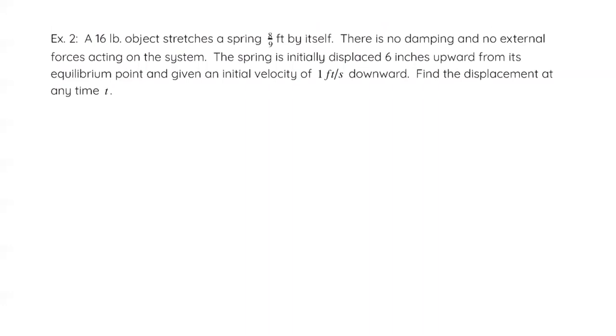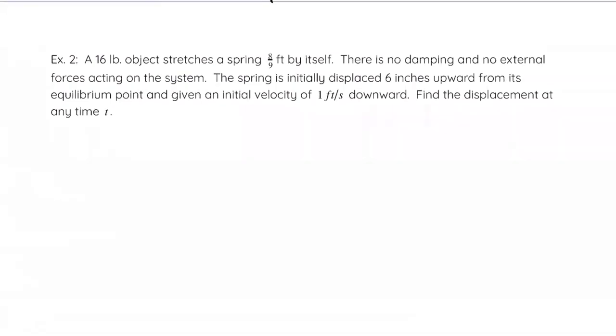All right. We do have something in imperial units again, and we can tell because right off the bat we have pounds, we have feet. So a 16-pound object stretches a spring 8/9 of a foot by itself. There is no damping and no external forces acting on the system. The spring is initially displaced 6 inches upward from its equilibrium point and given an initial velocity of 1 foot per second downward. Find the displacement at any time t. Finding the displacement is another way of saying find that equation of motion.